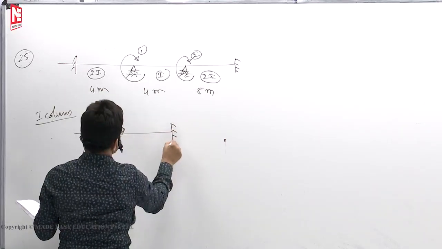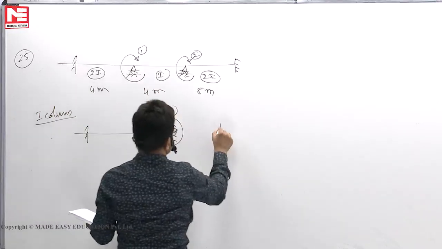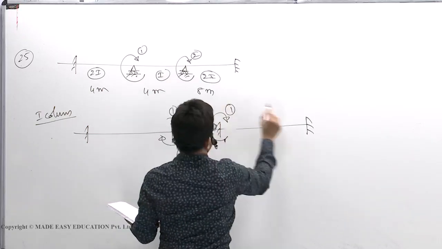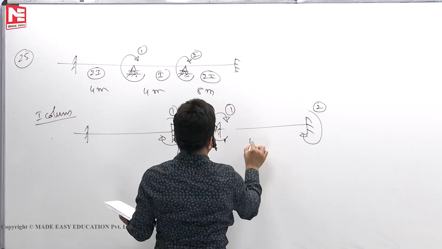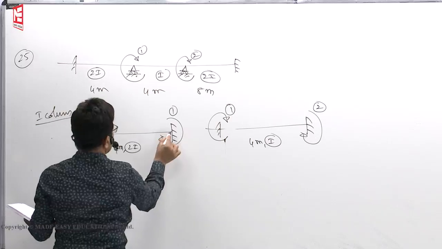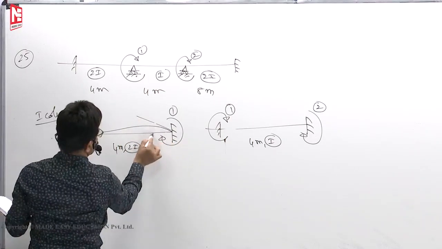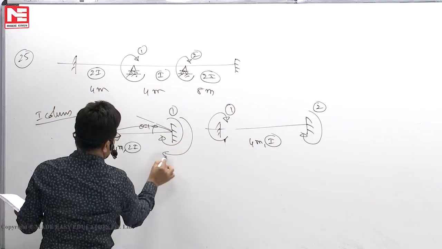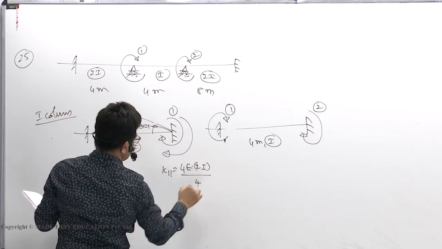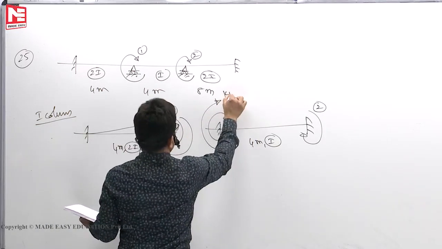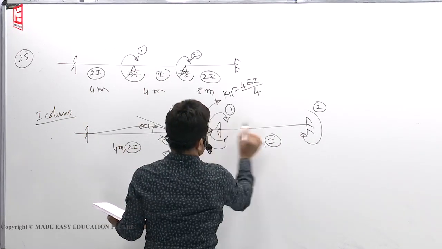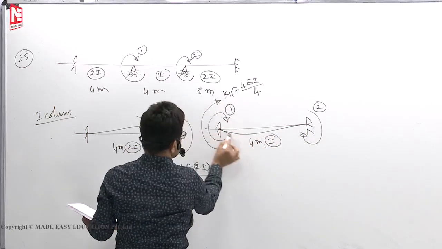Symbolic representation of fixing the coordinate. Clockwise 1, clockwise 2, 4, I, 4, 2i. Okay, apply unit displacement like this. This is K11. 4EI means 2I by 4. And here also K11, 4EI by 4. So if I give unit rotation, it will displace like this.